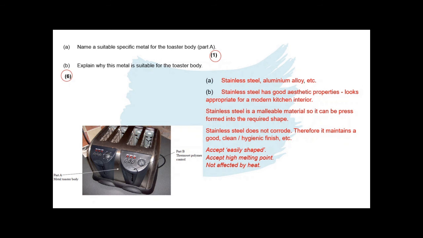So again, you probably could have said stainless steel. That's always a really good one for most things. And then aluminium alloy. So stainless steel, good aesthetic look, so it looks nice in most modern kitchens. It's malleable, so it's really easy to press and form into shape. Stainless steel doesn't corrode, so it gives good hygiene. Most people, stainless steel is coming up quite a lot, but it's a very, very good product used quite a lot in industry.